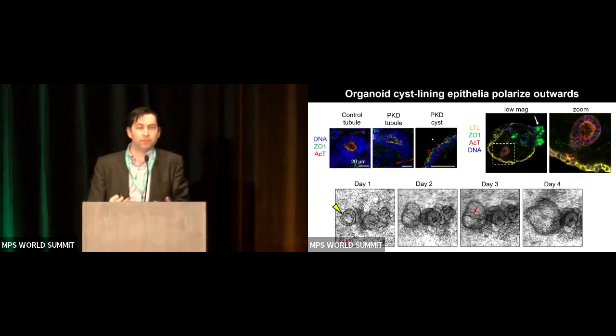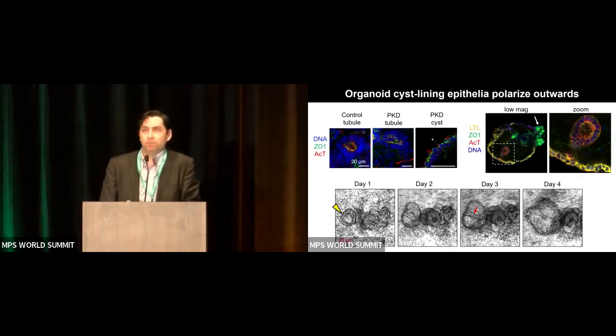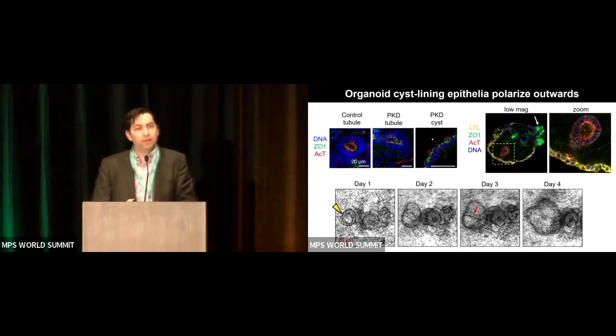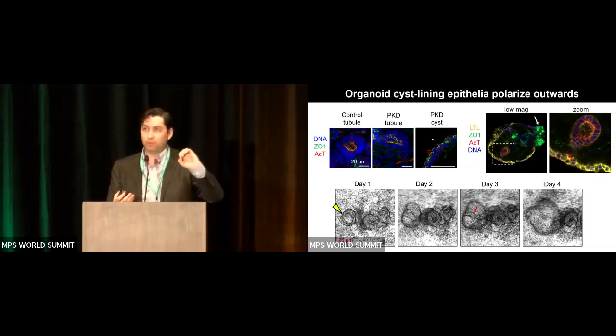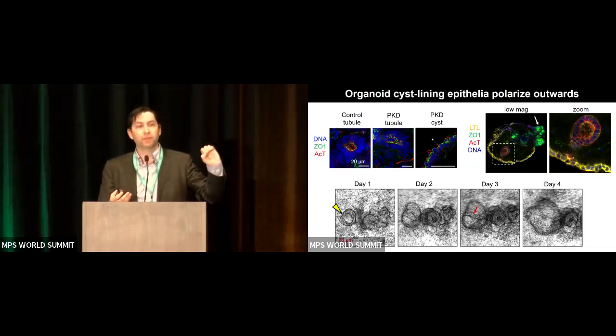So we asked the question, what is the orientation? What is the polarity of our organoids? Is it like the cysts in the body, or is it different? And when we looked at the organoids, looking at acetylated alpha tubulin as a marker of cilia, as well as ZO1 as a marker of tight junctions, we observed that there are tubular structures in the organoids that are properly polarized, as we would expect, with the apical surface lining the inside of the tubule.